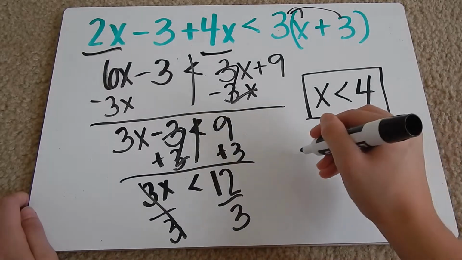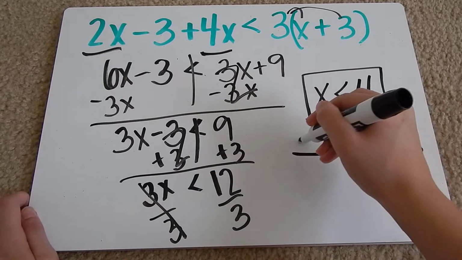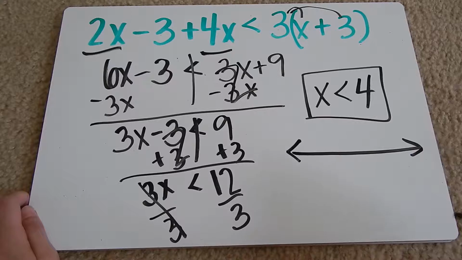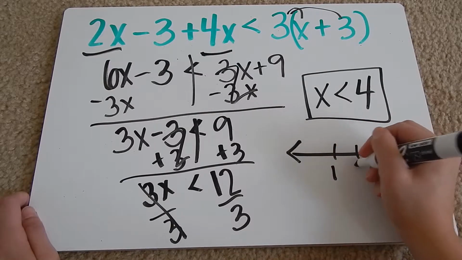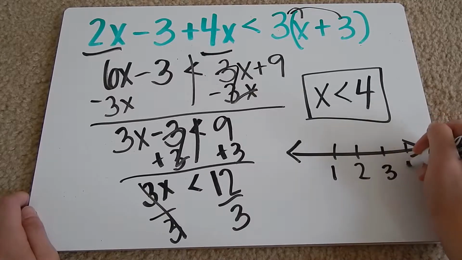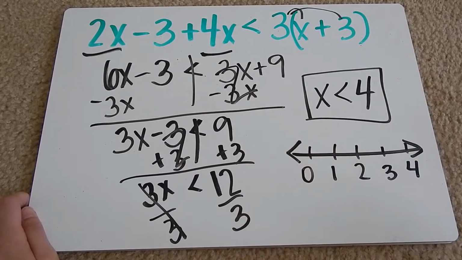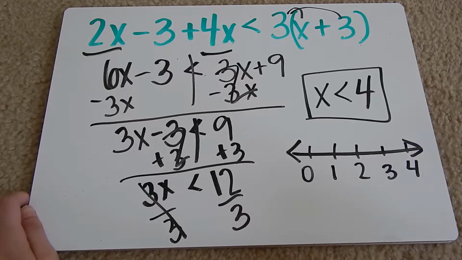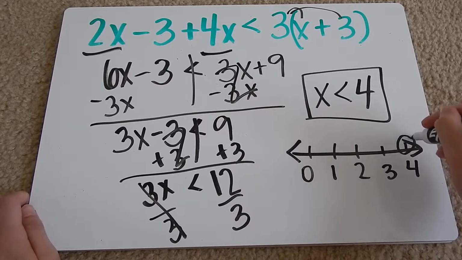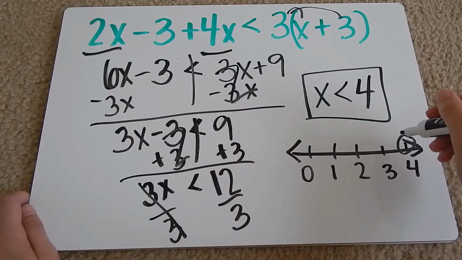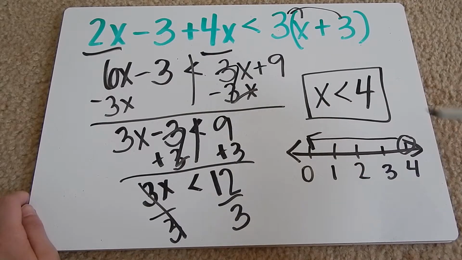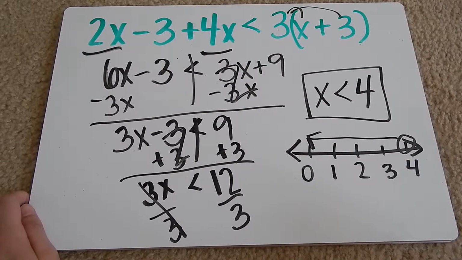Okay. If we wanted to graph this answer on a number line, I would draw my number line. Just do a couple values there on the number line. If x is less than 4, that means it cannot be 4. So we're going to do an open circle on 4. X is all the numbers less than 4, which means I'm going to go to the left here. And so that would be my answer when I graph it.